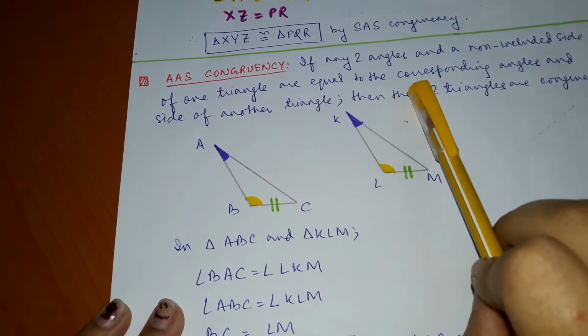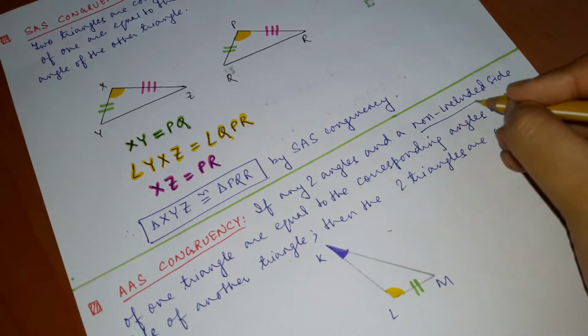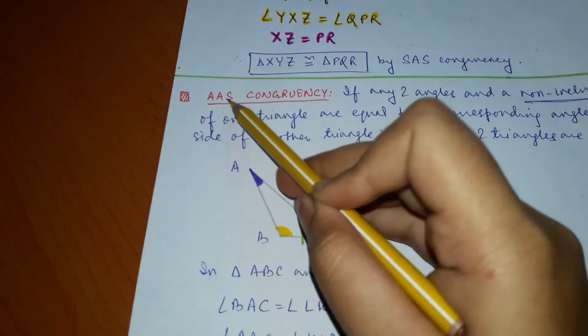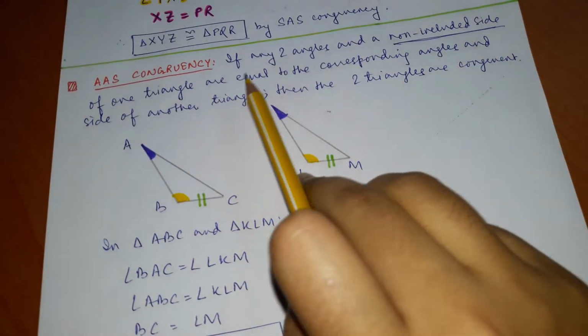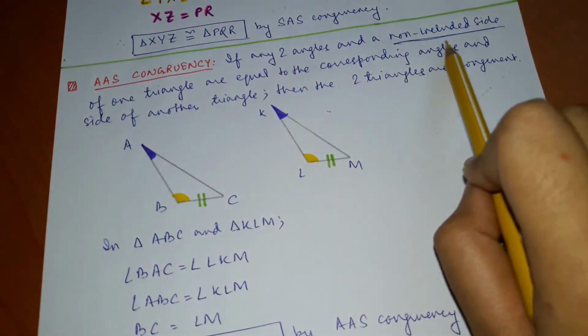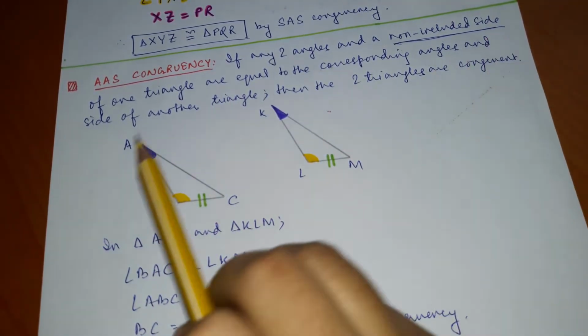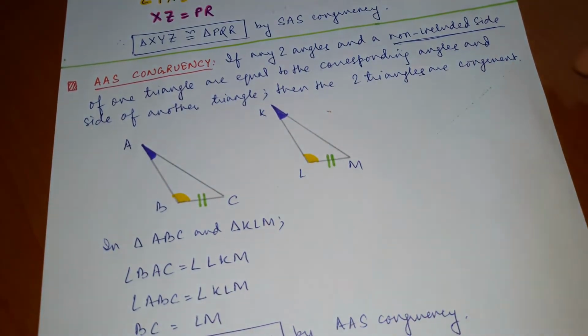If any two angles and a non-included side, here the non-included side is very important, because this S is not between these two A's, it is a non-included side. If any two angles and a non-included side of one triangle are equal to the corresponding angles and side of another triangle, then the two triangles are congruent.